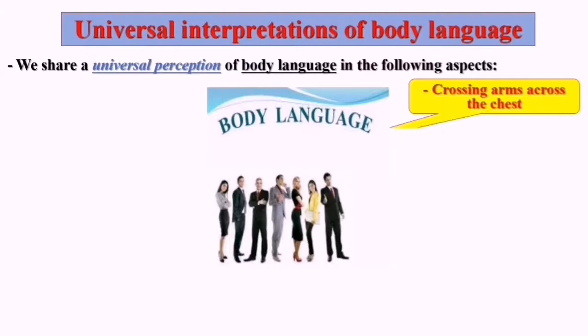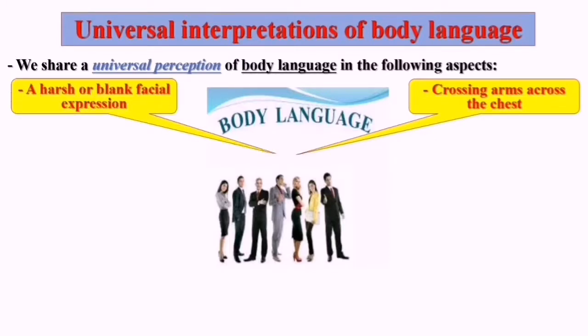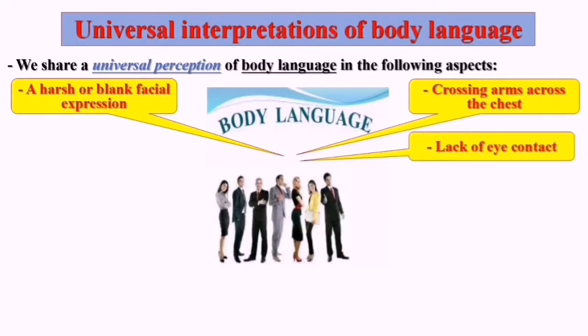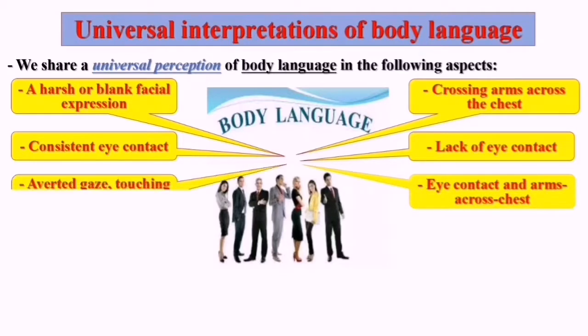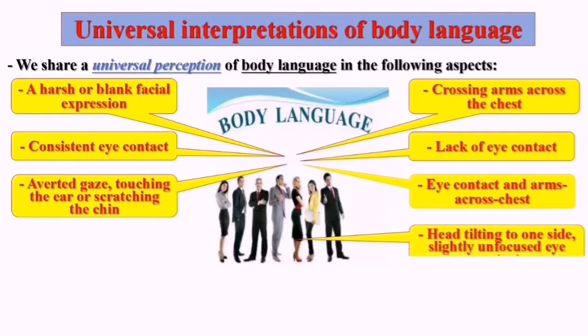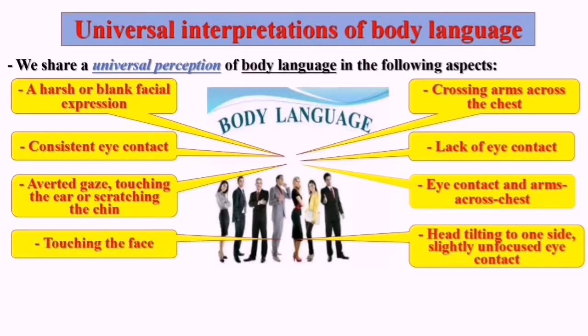Also, we need to know the relation between body language and public speaking. Here, we share a universal perception of body language in the following aspects. We have around 11 aspects. We can say these are kinds of body language you can use in public speaking.